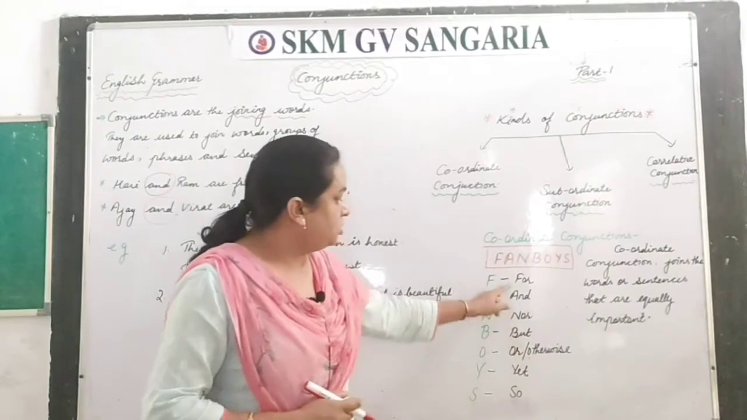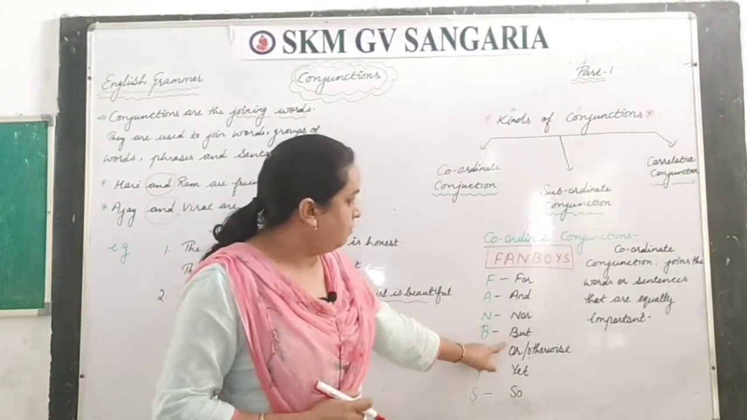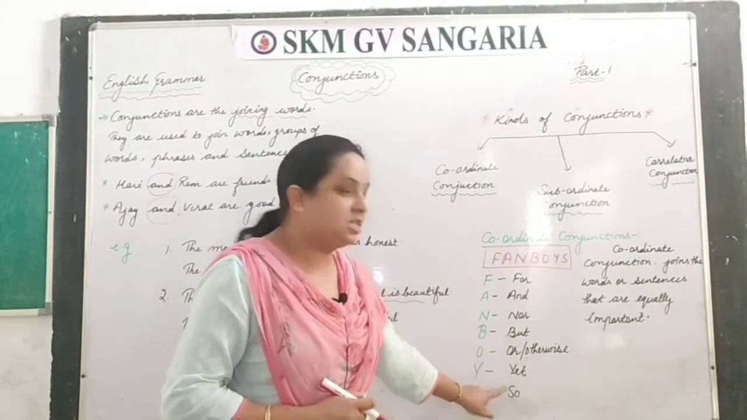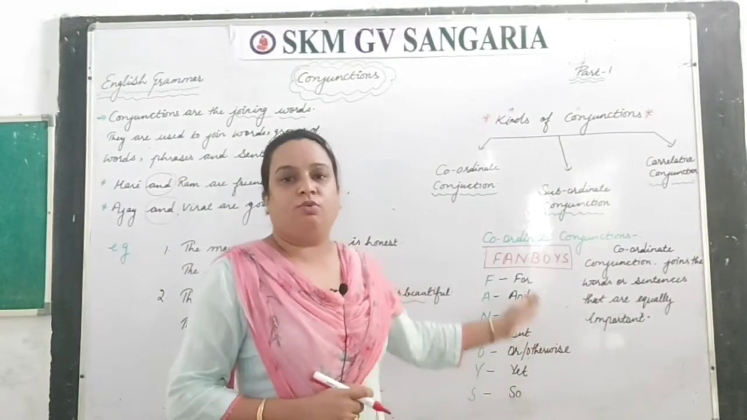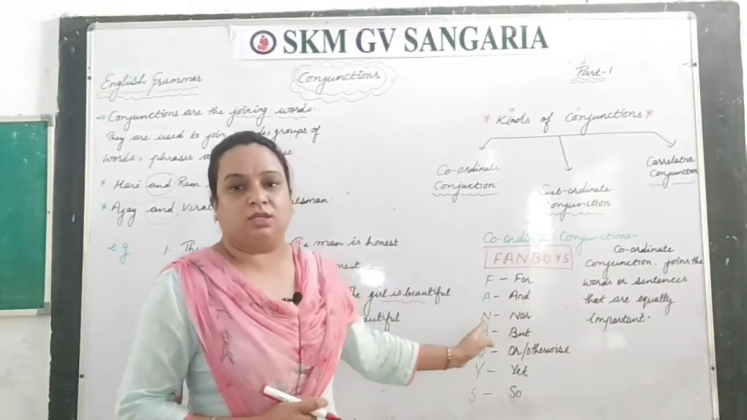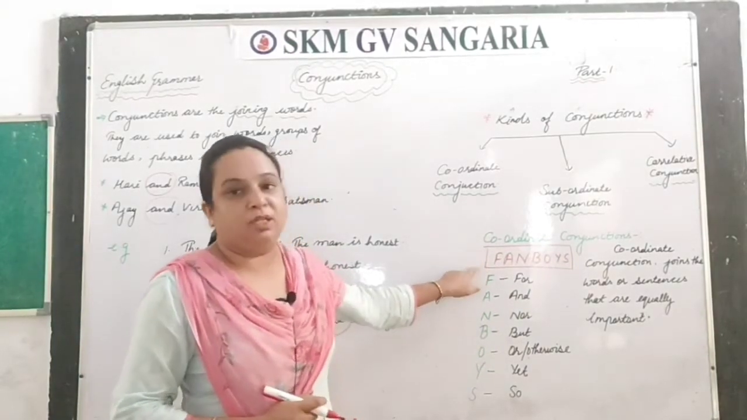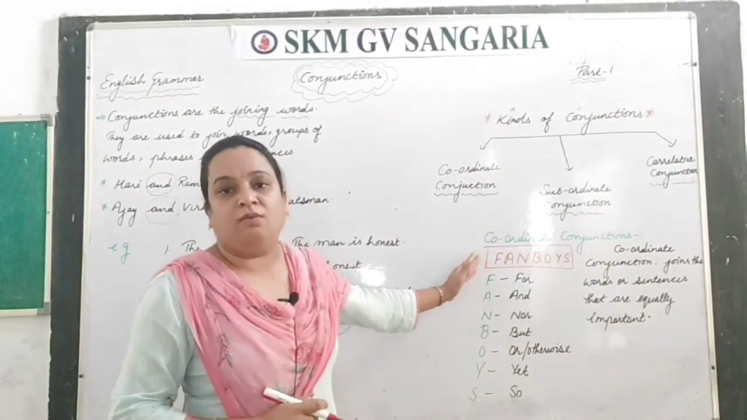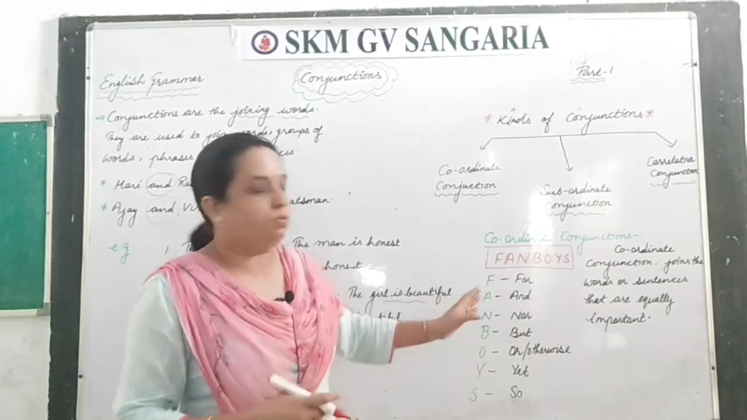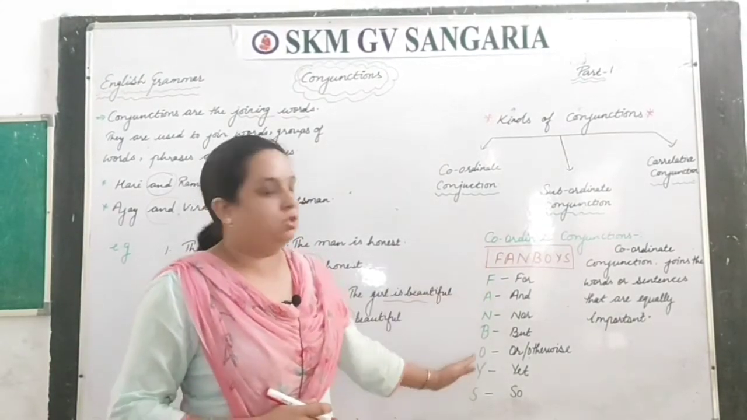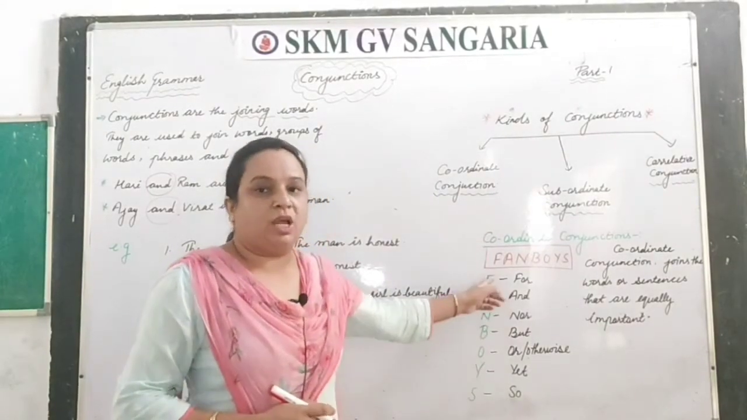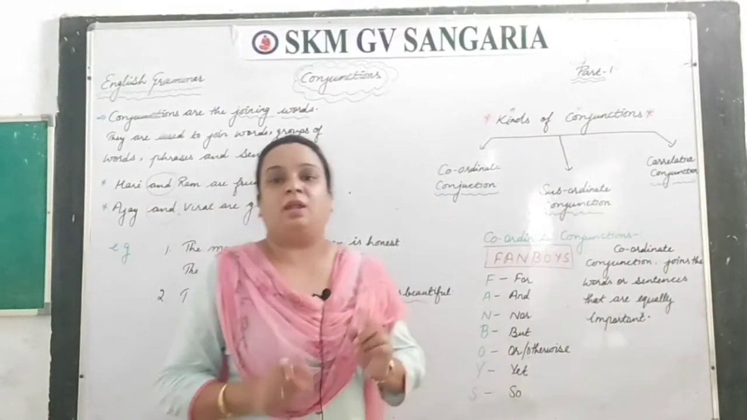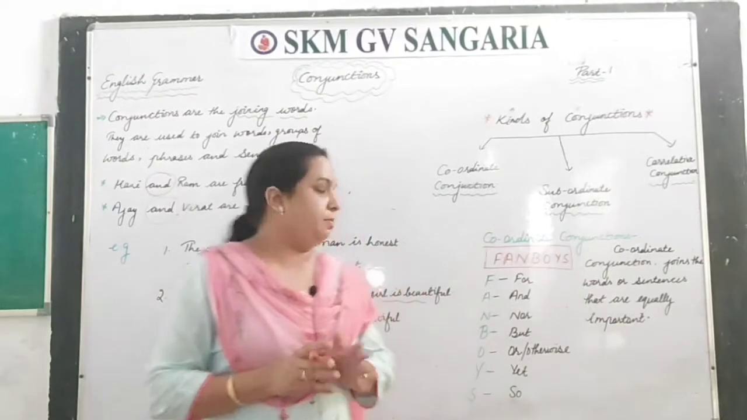So if these words for, and, nor, but, or otherwise, yet and so are there in your sentences, or you have been asked to fill in these coordinate conjunctions, you have to remember this FANBOYS only. When you expand this, it will give you the list of words 1, 2, 3, 4, 5, 6, 7, so you have to remember them with FANBOYS. Let's repeat once again.